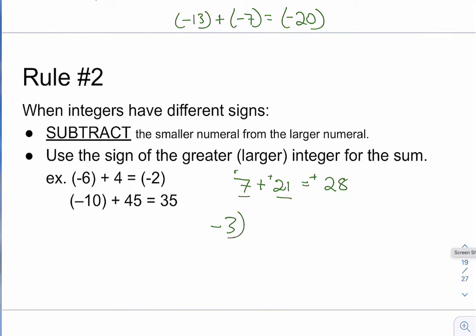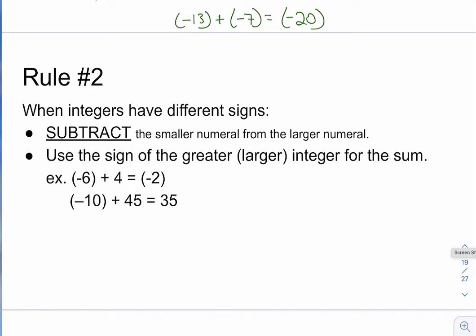Negative 3 plus 13. In this question, I have a negative and a positive. Therefore, I'm going to use rule 2, different signs, so I'm going to subtract. 13 subtract 3 equals 10. Now I need to know my sign. I look at my numerals. I have a 3 and a 13. The 13 is bigger. It's a positive, so my answer is positive 10. Let's try another one here.